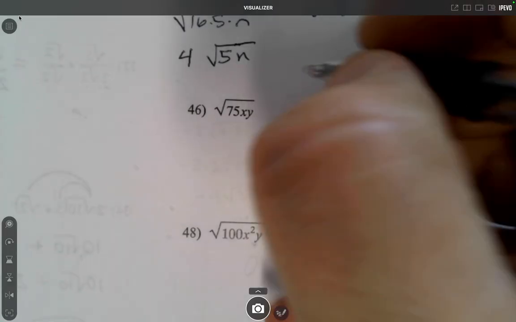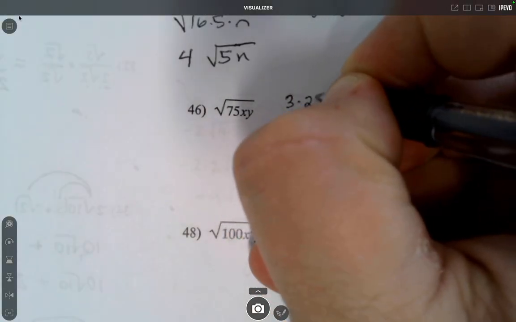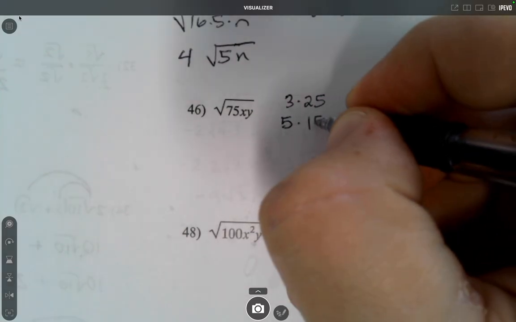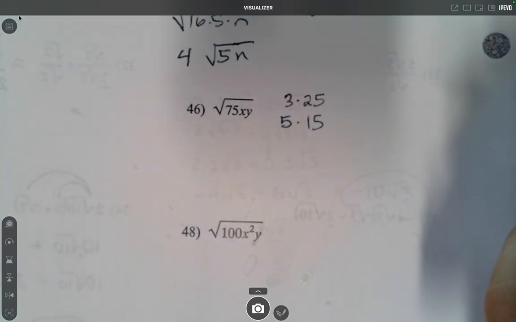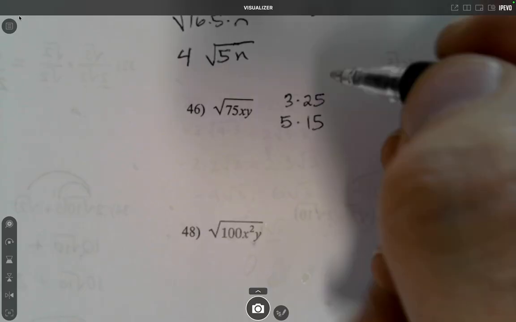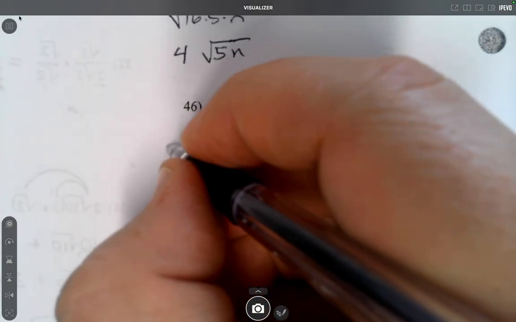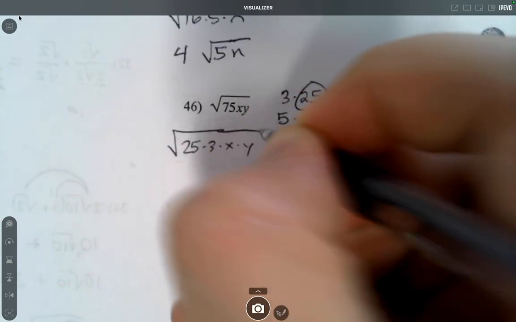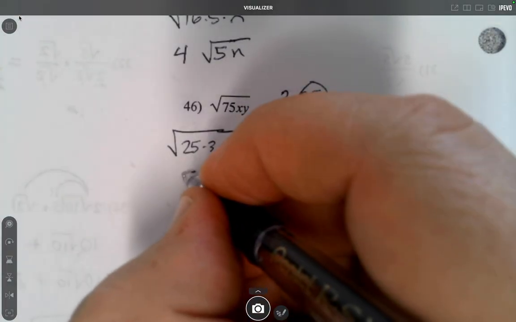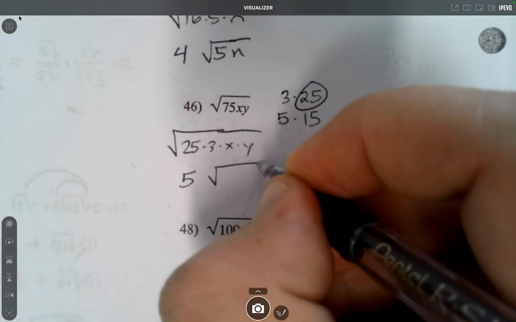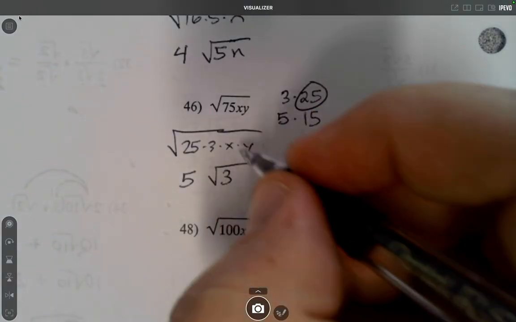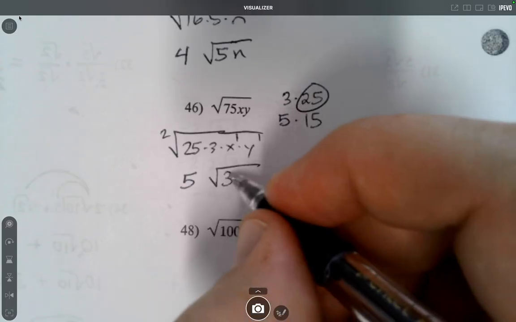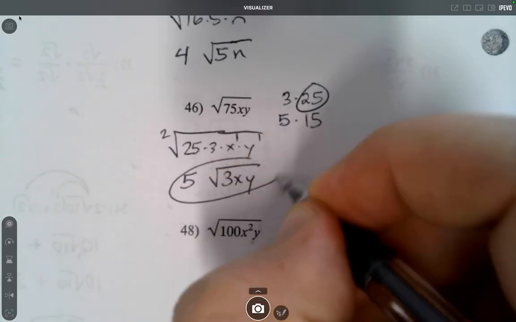Okay, 46, we do 3 times 25, 5 times 15. I think those are the only possibilities. So 25 is the perfect square we'll want. So we get the square root of 25 times 3 times x times y. The square root of 25 is 5. Square root of 3 we don't know, so we leave it inside. And there's just one x and one y, so 2 can't go into either one of them, so both of them stay inside the radical.